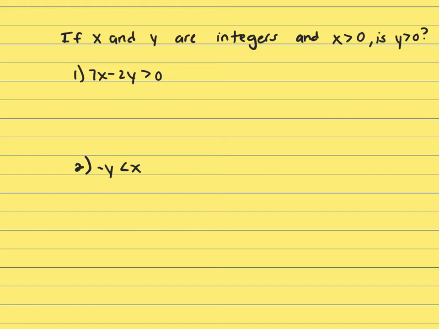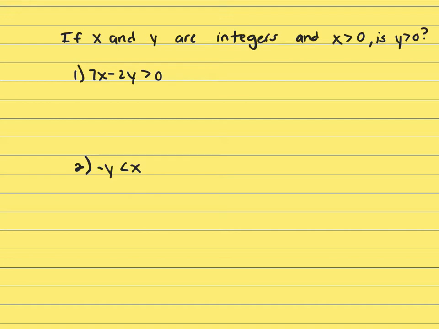We are trying to figure out if y is greater than 0. All right, look at clue 1. Now remember, whatever information they give you, it's true. Okay, it's true. 7x minus 2y is greater than 0. So based on that, is y greater than 0?